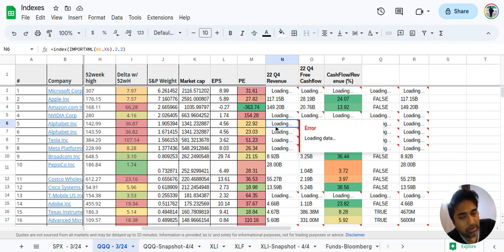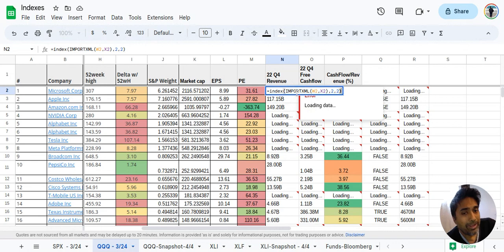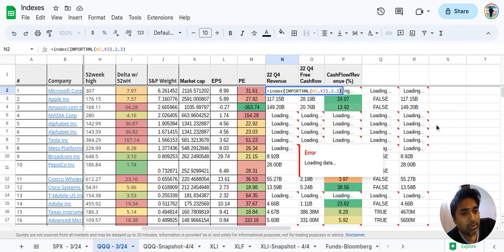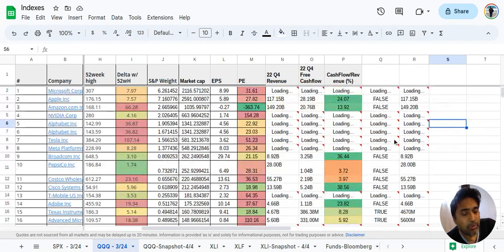So there is a workaround to get it directly in the sheet. There are multiple plugins you can buy to get that information, but you can also get it for free by just using the import XML function. The way it works is that you basically have to provide which website you're getting it from.